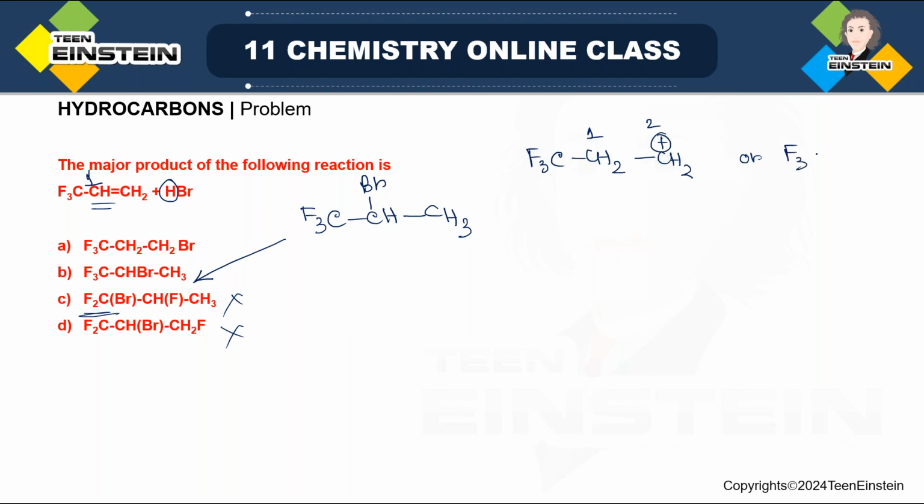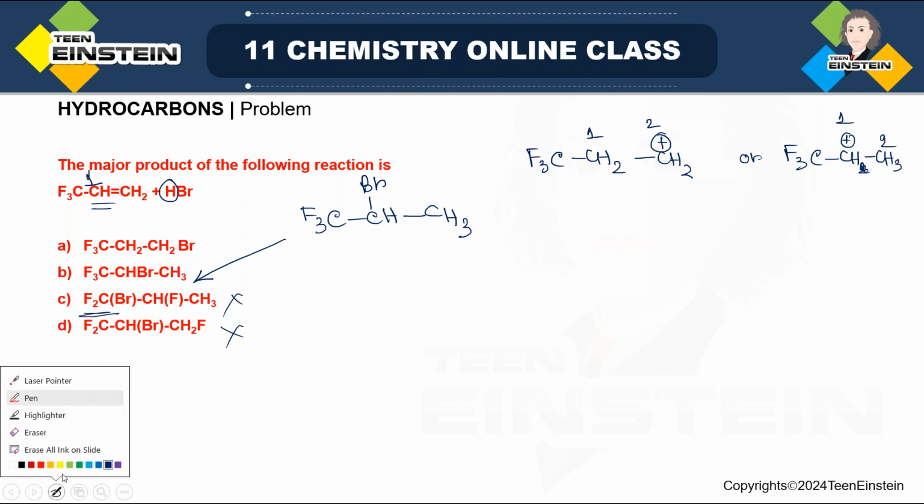Or another possibility is, with CF3, you are adding hydrogen here. That means, same thing I have done. Positive charge is here and you have added hydrogen to carbon number 2. Now among these two, forget about Markovnikov. Just try to understand which one is more stable. Obviously, this one is more stable. Sorry, the first one is more stable.